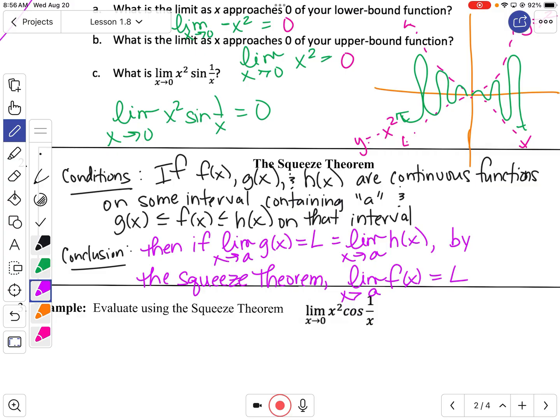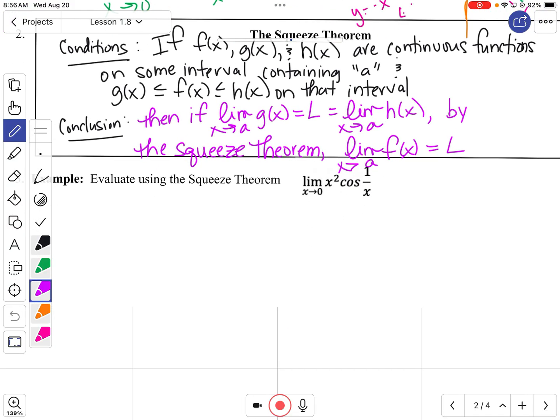Okay. Alrighty, so let's look at this one. We want to evaluate it using the squeeze theorem. When we first look at this function, we notice that if I put in that 0, 1 over 0 would be undefined. Good news, cosine and sine have the same boundaries, right? What does cosine oscillate between? 1 and -1. It's a trig function, right? That's what it oscillates between.